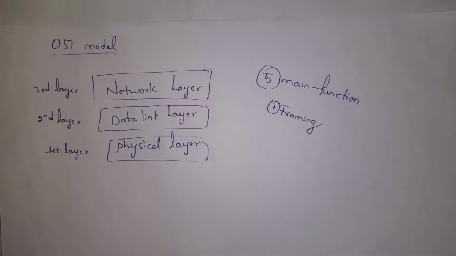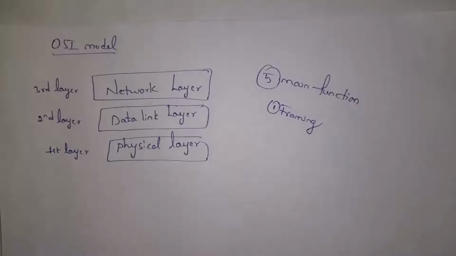First function performed by data link layer is framing. Guys, data link layer will not send our data directly to receiver. Instead, data link layer will divide our data into smaller packets and then data link layer will place each packet in one frame and data link layer will forward that frame to receiver.